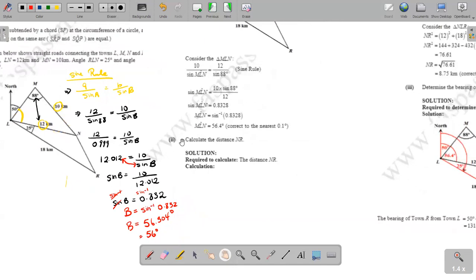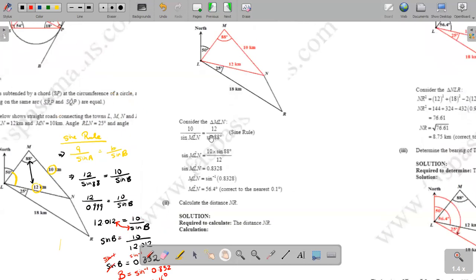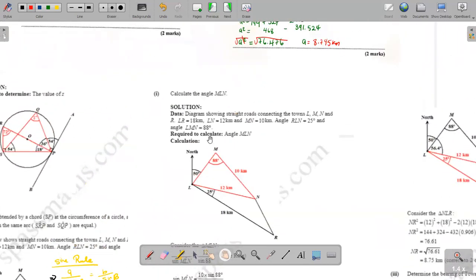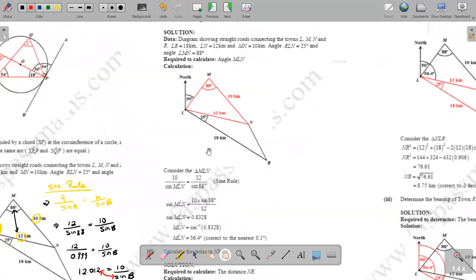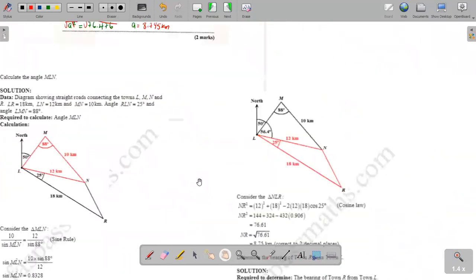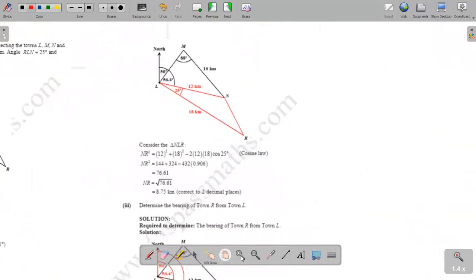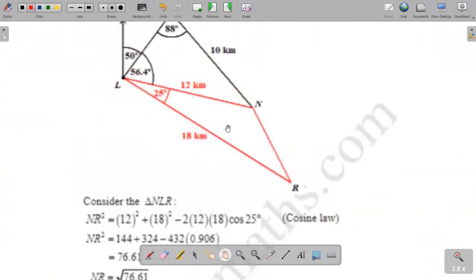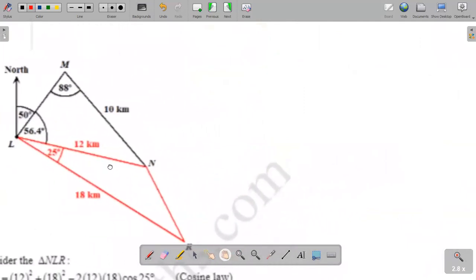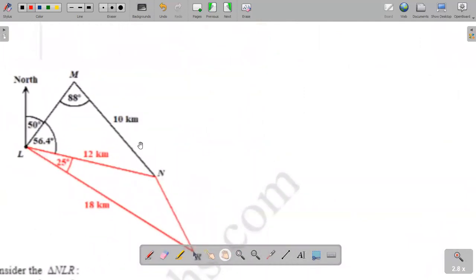Okay. The next one they ask us to calculate is the distance NR. So let's look at NR. NR, right? I'm just going to use this picture here. This is easy. When you look at NR, which rule do you think you have to use? The sine rule or the cosine rule? Because you're going to realize it's the same thing we're doing back to back. Every year, it's either the cosine rule or the sine rule. It's just for you to determine which one.